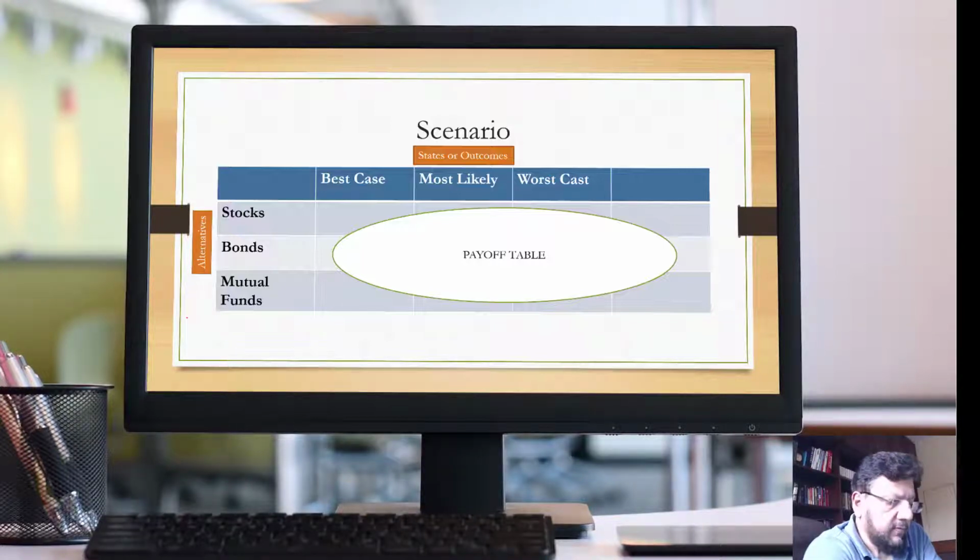So, for instance, if it was stocks and the market was doing well, we might say that we can make $100, and if the market is not that great, we might end up losing some money. So for each cell, we're basically saying that if we pick this alternate and this condition was true, then that's the return we would get. So this is called a payoff table. So we start by making a payoff table.